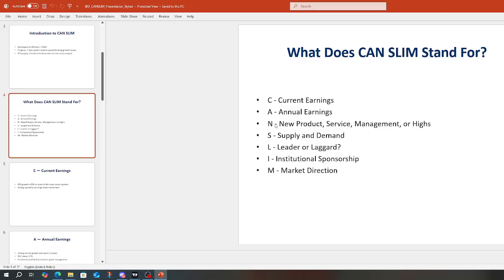Then the I is for institutional sponsorship. What does that mean? Are the institutions buying? Are the big money players buying that stock? So that's what you do. How do you tell that? You can tell on the charts. You can also hear it in the news. You can also look at the daily.